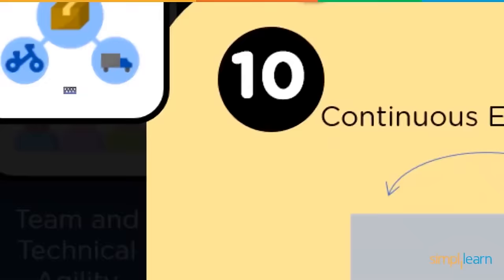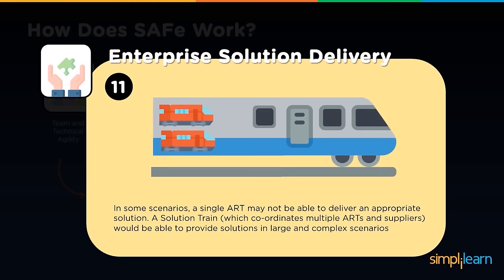So next, enterprise solution delivery. Let us look at scenarios where a single ART may not be able to deliver an appropriate solution. A solution train which coordinates multiple ARTs and suppliers would be able to provide solutions in large and complex scenarios. So it means considering the enterprise as a whole, seeing the end-to-end organization, with entire visibility.